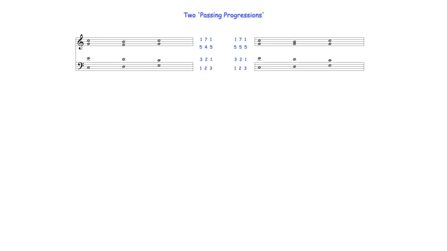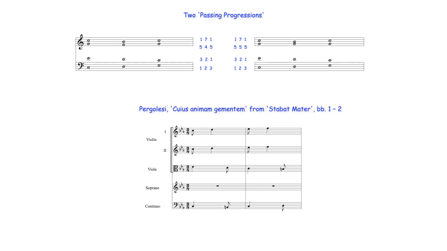A simplified version of this progression is also used for many so-called passing progressions. In this excerpt, for example, Pergolesi combines a 1-7-1 strand in the continuo with a 1-2-3 strand in the violins and a 3-2-1 strand played by the viola.